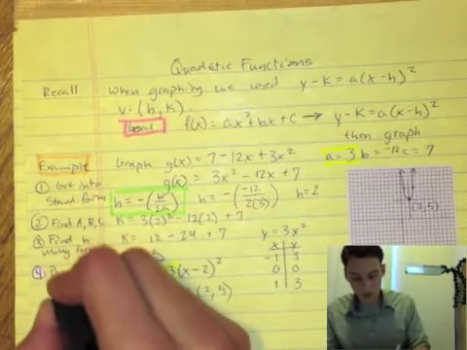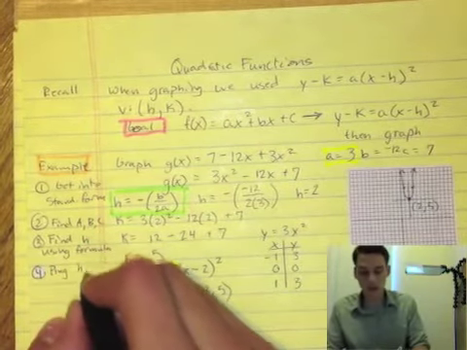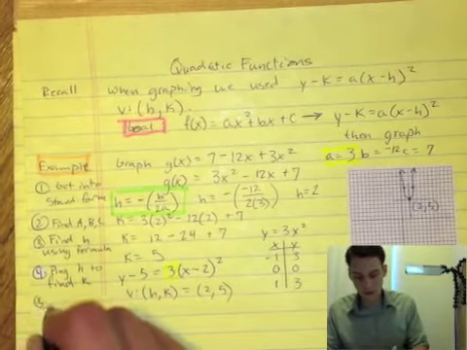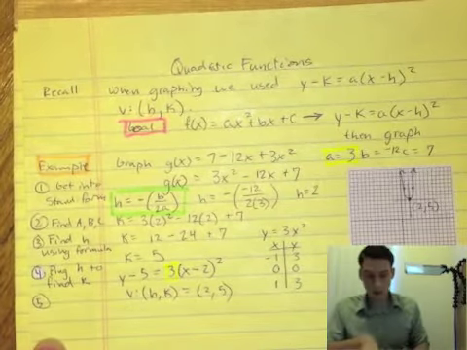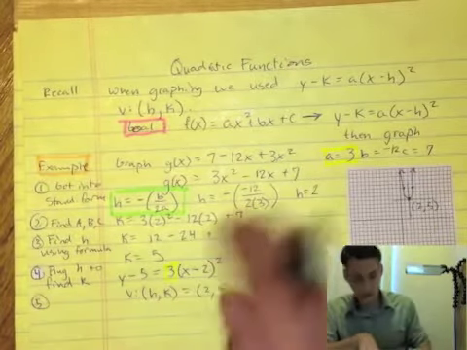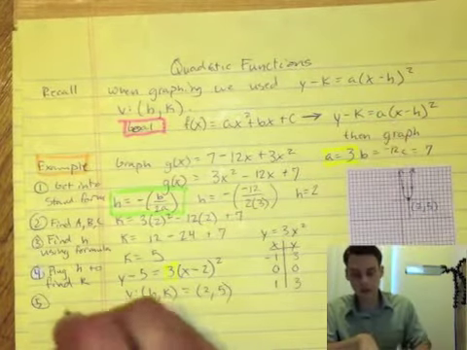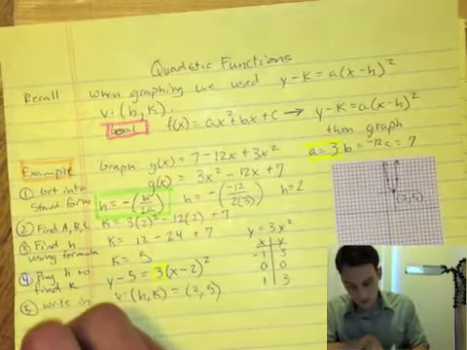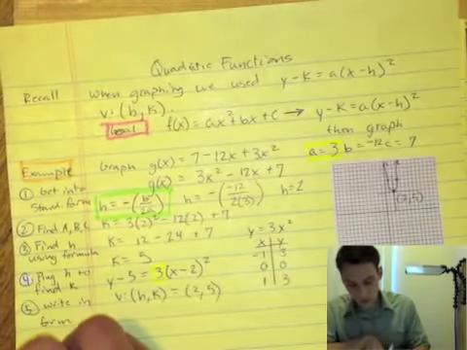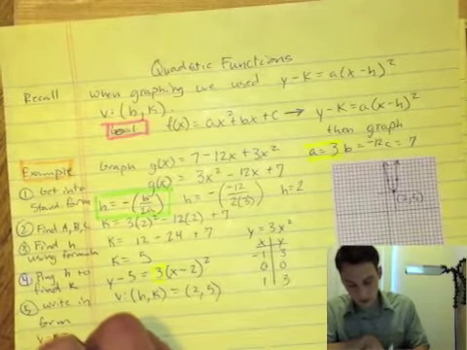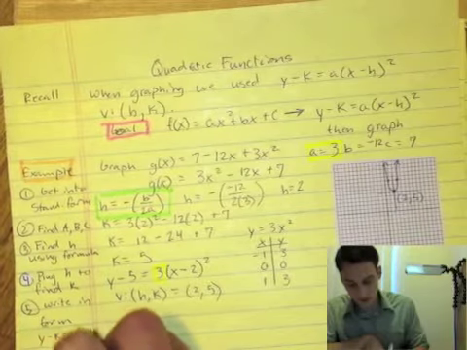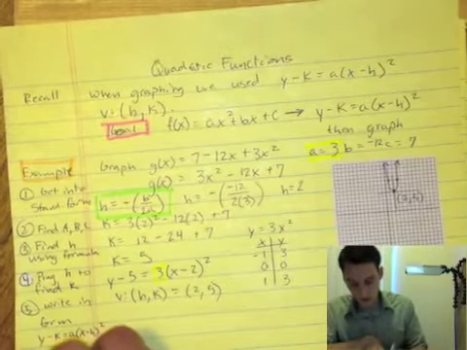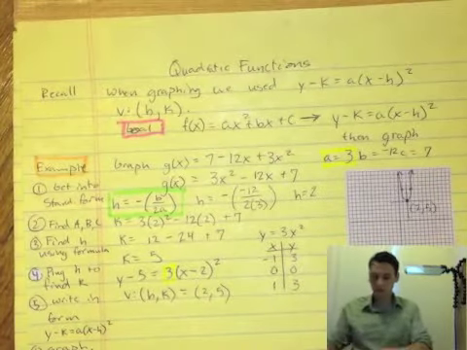Step 4, find k. So plug in h. This is how you find k. Plug in h to find k. Step 5 is to write in the form y minus k equals a times x minus h quantity squared. And 6 is to graph it. That's it.